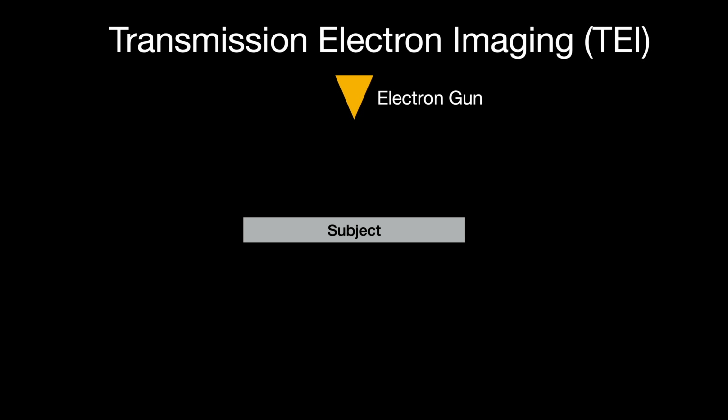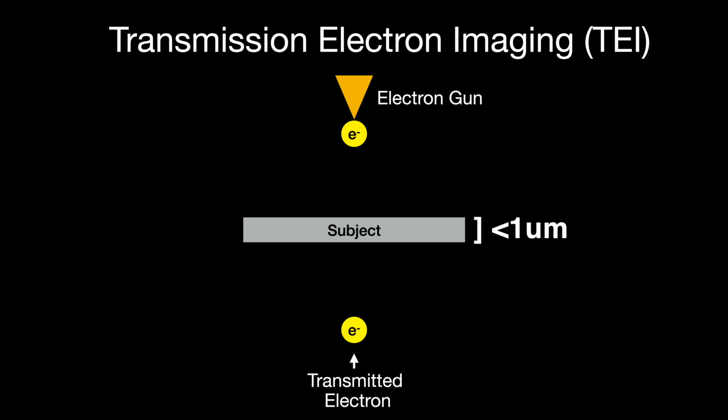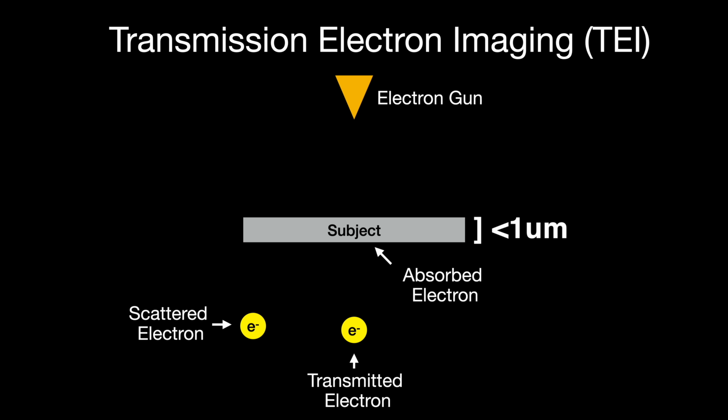In a transmission electron microscope, or TEM for short, the imaging is done using transmitted electrons instead of secondary electrons. Here's how it works. We shoot high-energy electrons through a thin sample. This sample must be thin enough that a significant portion of the electrons will pass through. The electrons that pass straight through are called transmitted electrons. Some electrons pass through, but get deflected by the atoms in the material. These are called scattered electrons, while some electrons get absorbed altogether.